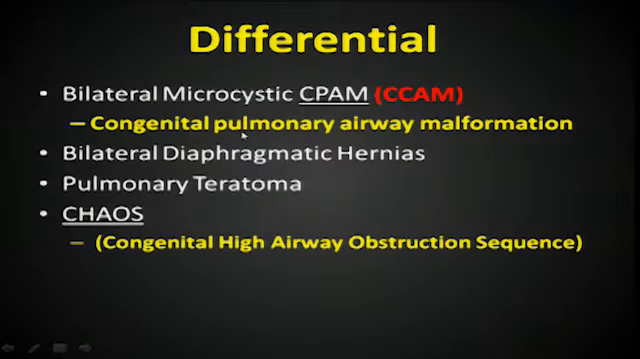So it's our differential. Bilateral microcystic CPAM, or congenital pulmonary airway malformation. Bilateral diaphragmatic hernias. Pulmonary teratoma, or CHAOS, congenital high airway obstruction sequence. So again, the first thing that you saw is that the apex is off.